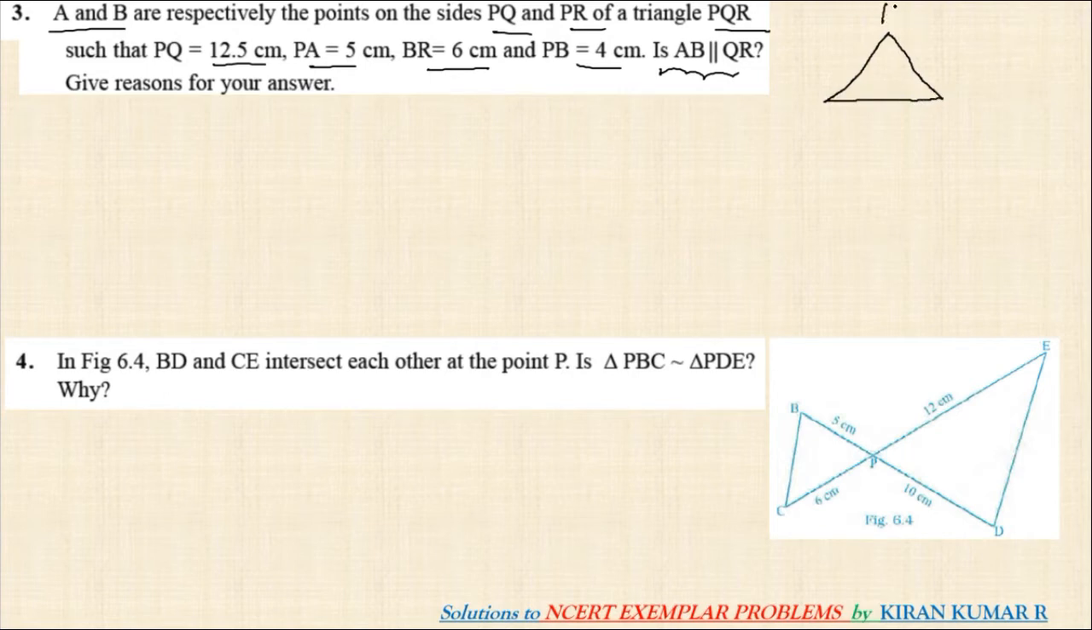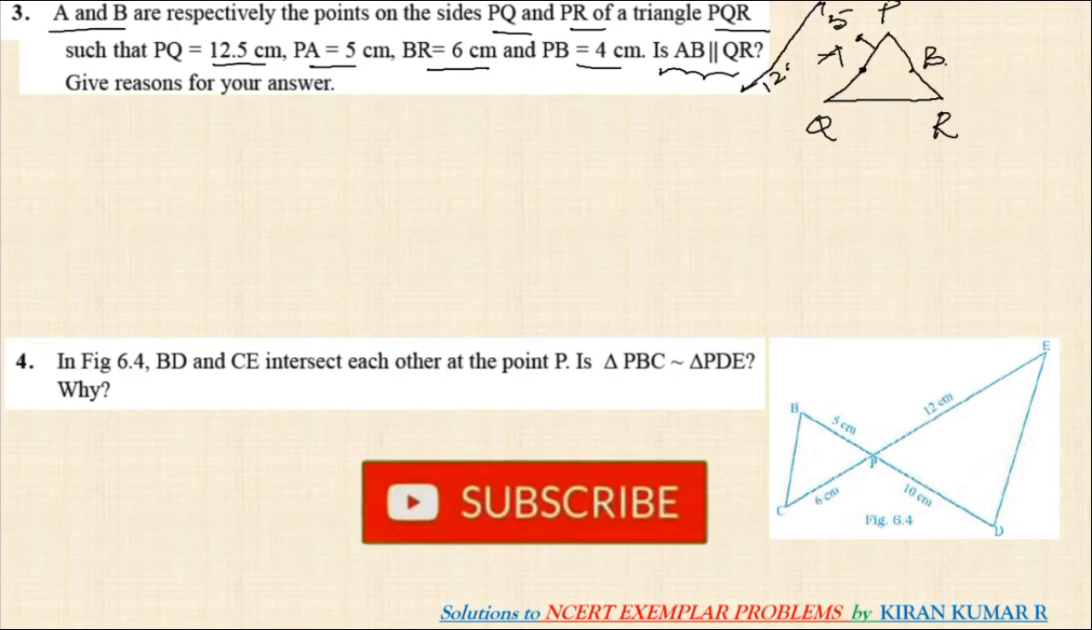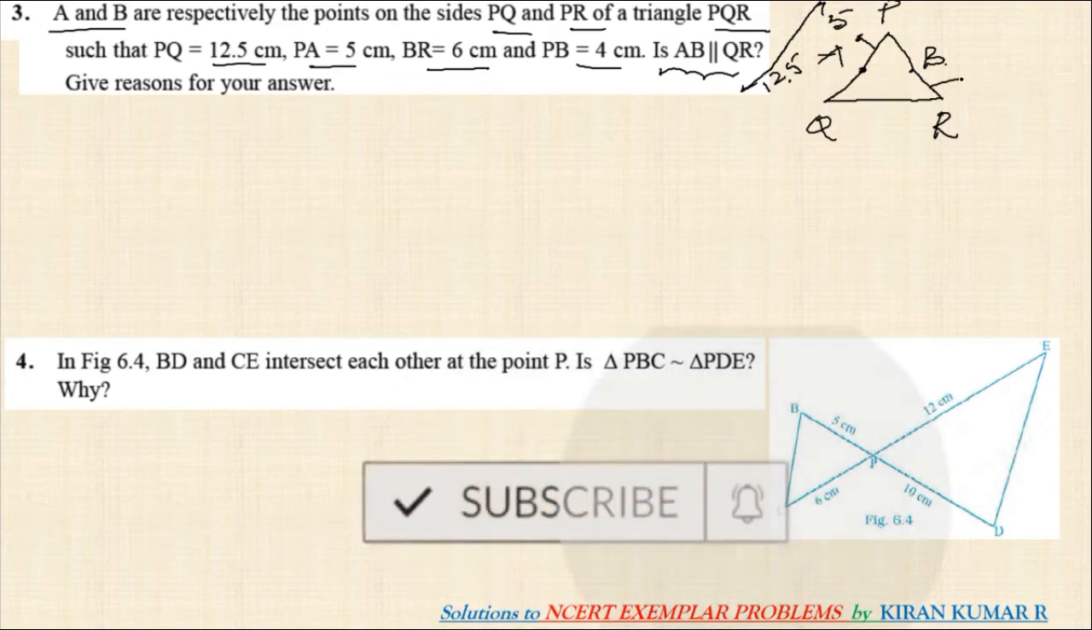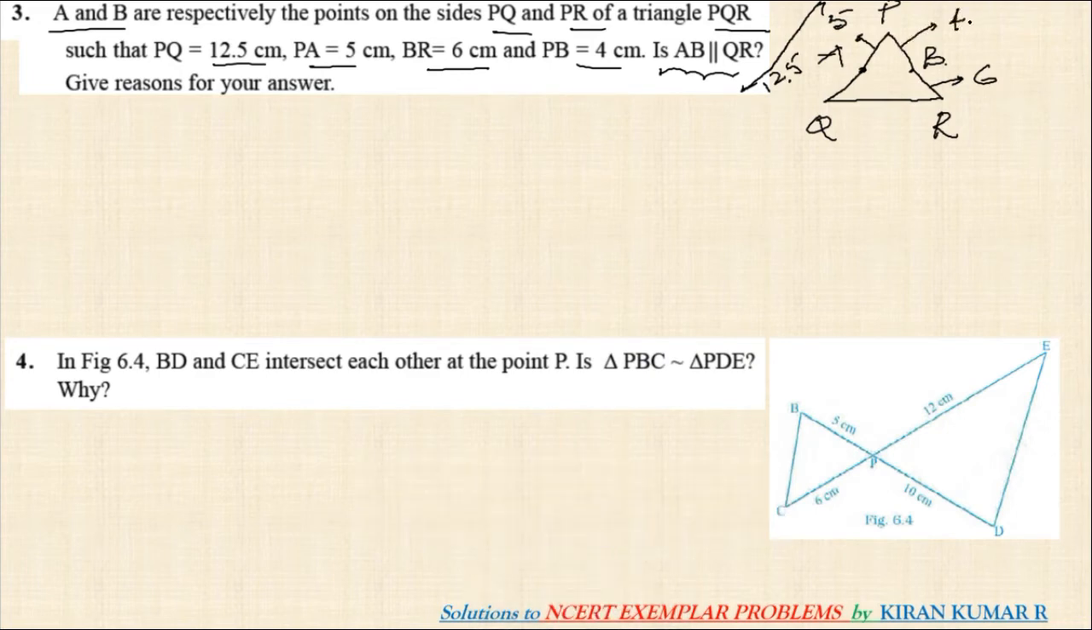It's triangle PQR. A and B are the points on PQ and PR respectively, and they are given the lengths. The length of PA is 5 cm, the length of PQ is 12.5 cm, the length of BR is 6 cm, the length of PB is 4 cm. Here, I can find the length of AQ. The length of AQ is PQ minus AP. PQ is given as 12.5 minus AP is 5, we get it as 7.5.